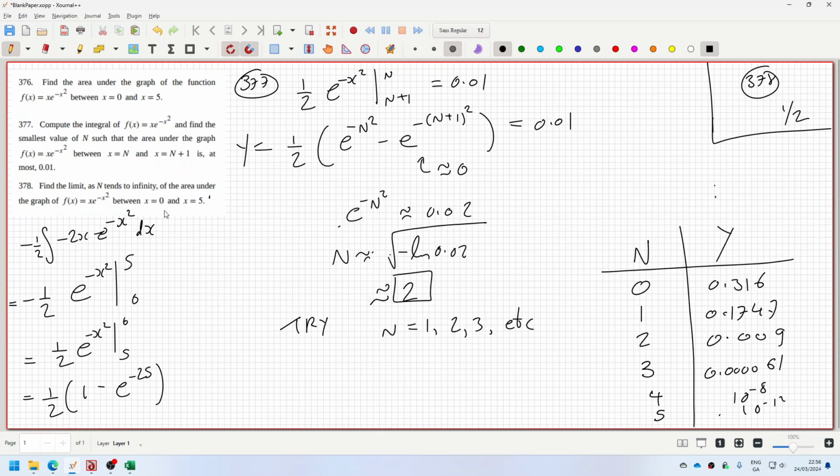Perhaps they meant to have here n and n plus 1. And then you do see it's tending towards 0 as well. So if they meant n and n plus 1, then the answer is 0. Whereas if they meant 0 and n, then the answer is a half. I'm not sure what they meant. The n is not mentioned in 378.